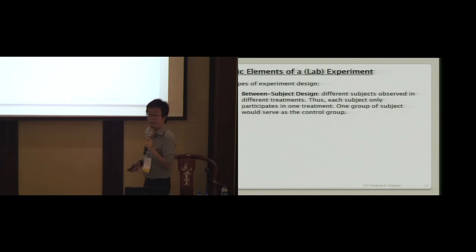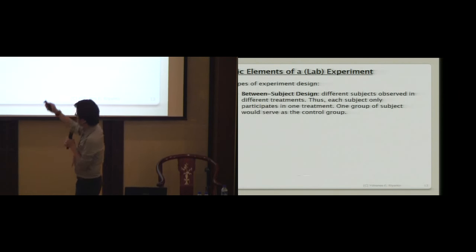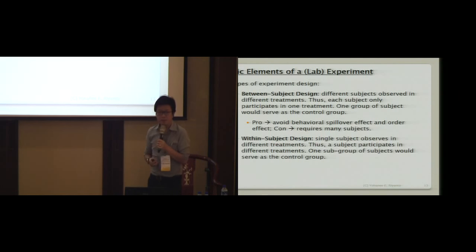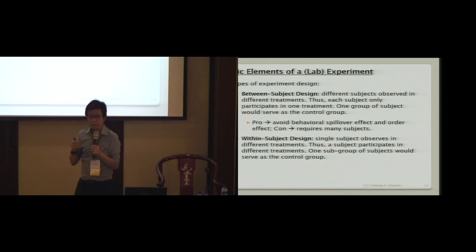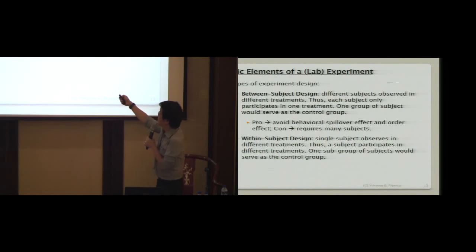So when you run experiment, also in the field, there are two options you can choose. One is something that we call between subject design. So there's a between subject design, and the other one is within subject design. So between subject design means that every subject only do one treatment. So in the example of punishment, I only do punishment treatments, others do other treatment. Okay? So in this, different subjects observe in different treatment, thus each subject only participate in one treatment. One group of subjects would serve as a control group.